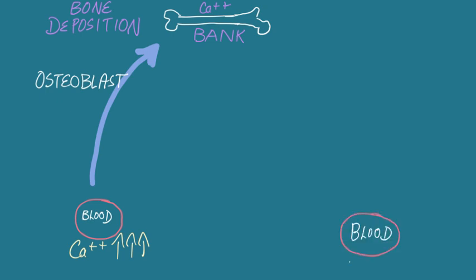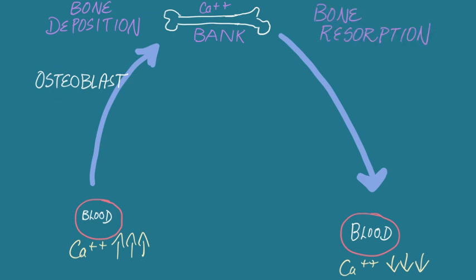So if you have too little calcium in blood, then you would want to withdraw the calcium, and this is brought about by osteoclast activity. And we call this bone resorption, the bone releasing the funds, or bone releasing the calcium. So it's called bone resorption, and it is brought about by osteoclast activity.